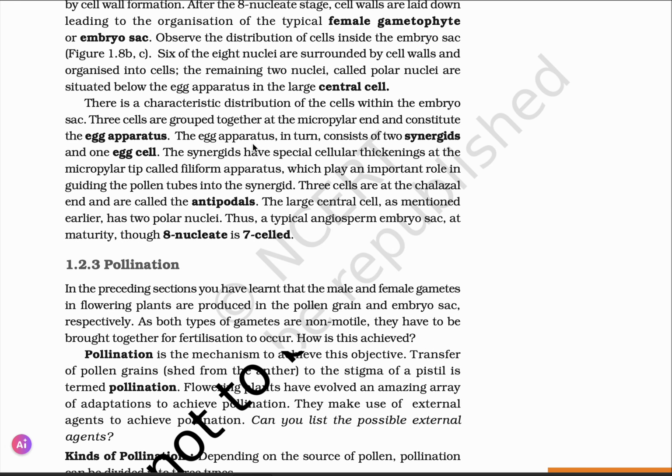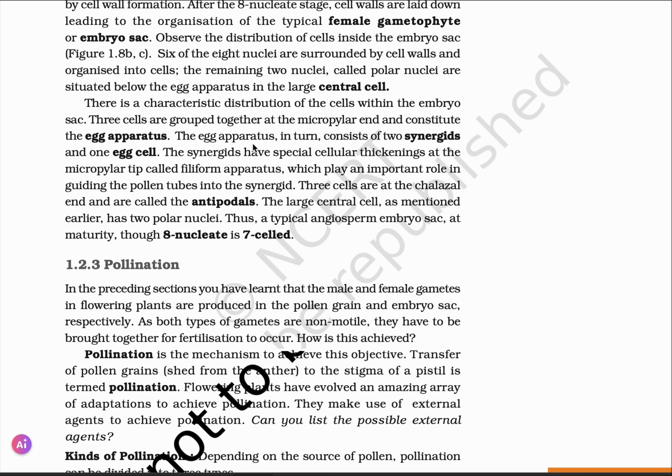There is a characteristic distribution of the cells within the embryo sac. 3 cells are grouped together at the micropylar end, which is the top end, and constitute the egg apparatus. The egg apparatus contains 2 synergids and 1 egg cell. And the synergids have a cellular thickening at the micropylar tip called the filiform apparatus, which plays an important role in guiding the pollen tube into the synergids.